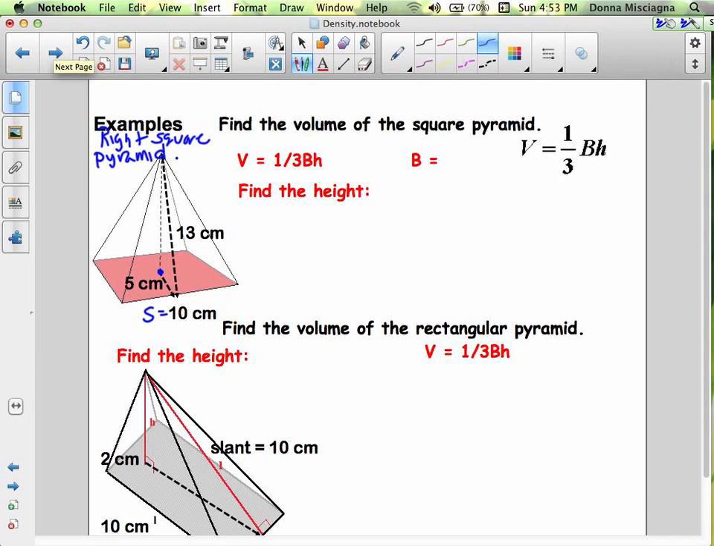So to find the height, we're going to take the slant. Hopefully you can see the slant there. The slant squared, and set that equal to the distance to the center squared.